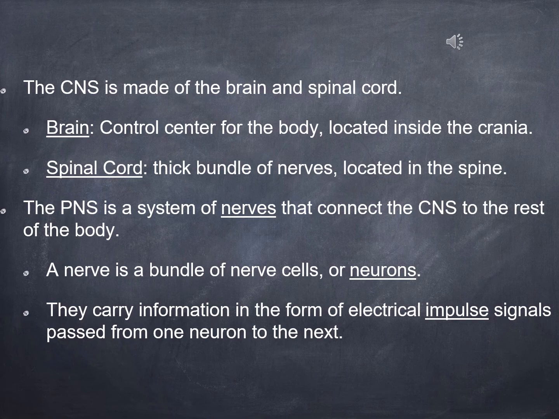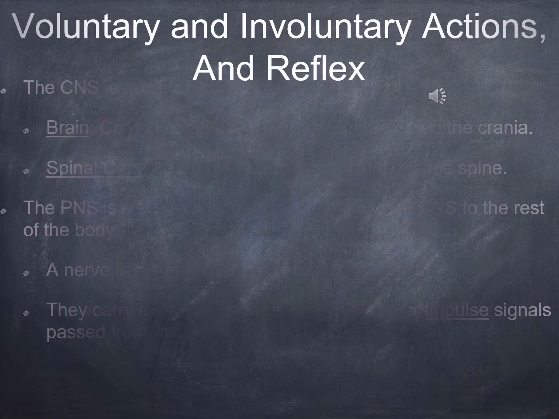Nerve cells are also called neurons. Neurons are able to carry information. They carry information in the form of electrical impulses, and those electrical impulses are passed from one neuron to the next.